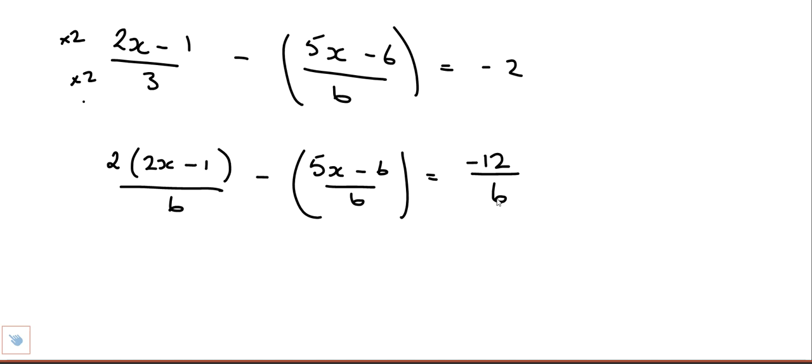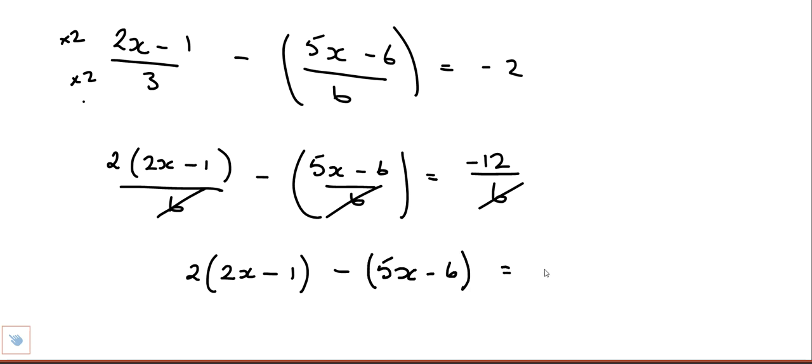Yeah? Why did I choose to do it as something over 6? So all the denominators are the same. Now, the reason why I've done that is because now I can make this statement. Well, if that over 6 minus that over 6 is equal to that over 6, I can actually just ignore the fact that 6's exist. And I can just say that all the tops have to be the same. So I can do 2 times 2x minus 1 minus 5x minus 6 is equal to -12.